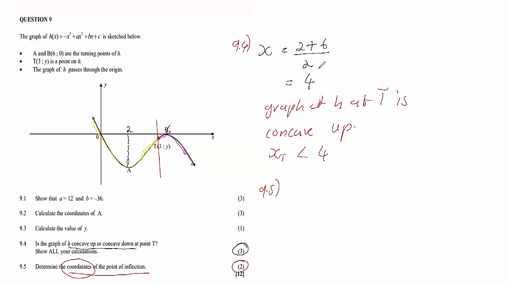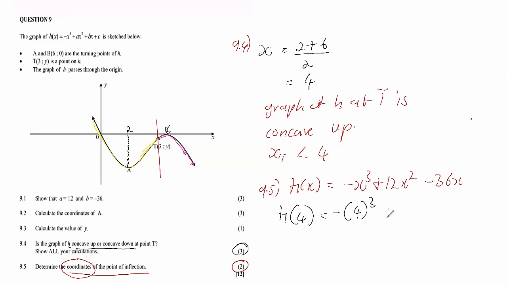So you can just simply take your x coordinate, substitute it into the original equation of your h of x. So your h of x is equal to negative x cubed, followed by plus 12x squared, followed by negative 36x. Then what you are doing to find the coordinates of the point of inflection is just taking this h of x and substituting 4 for this x. So there you go.